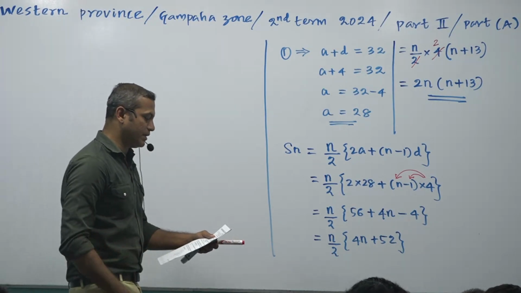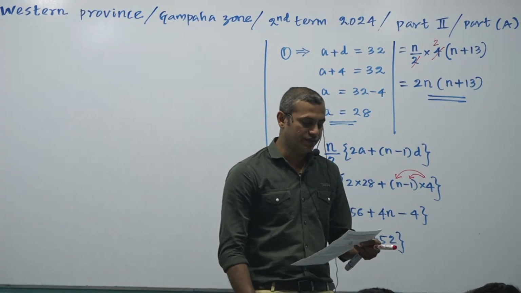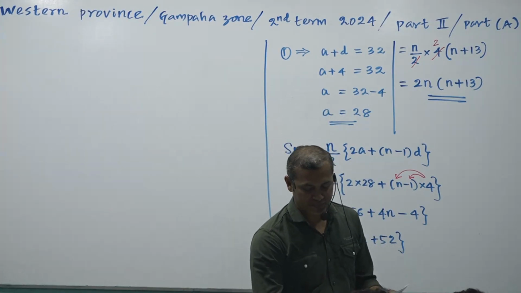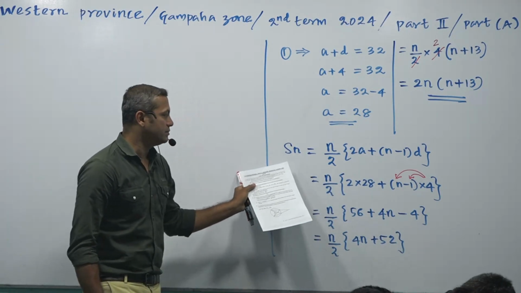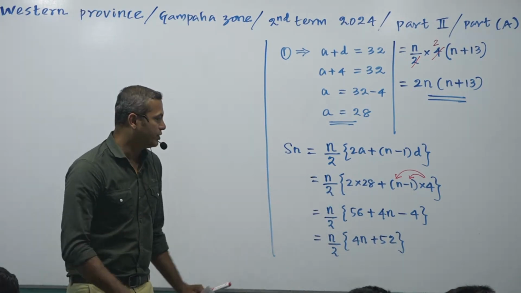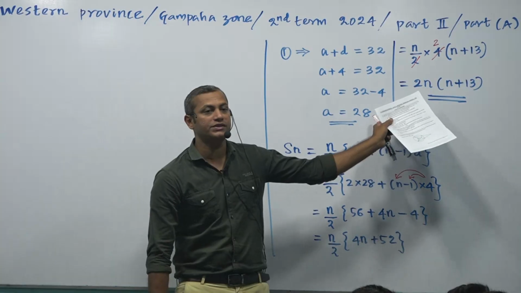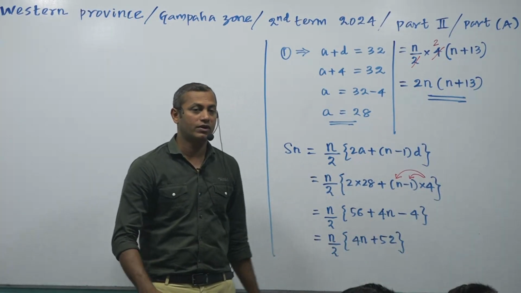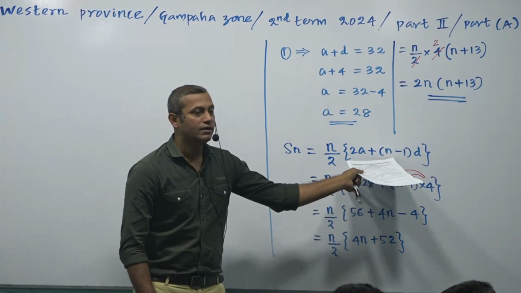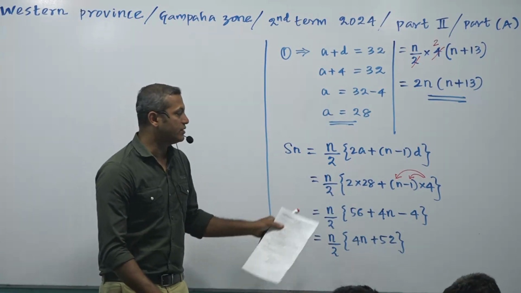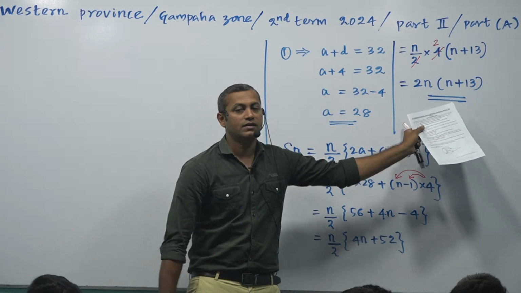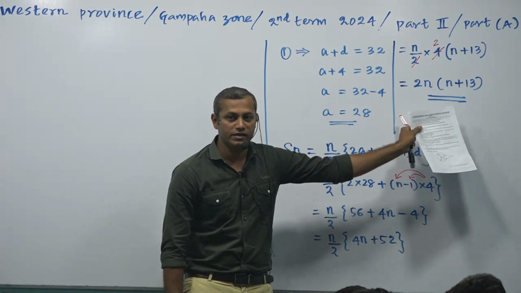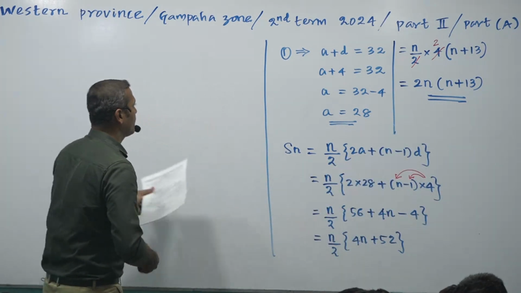Right. Second part. Find the sum of the first 17 terms of this progression. Since we know the formula for the sum, you can straight away substitute n equals 17 and find the answer. Or else you have to use the formula again and find it. Rather than using the formula again, you can use the result. Substitute n equals 17 here so that you can get the answer.